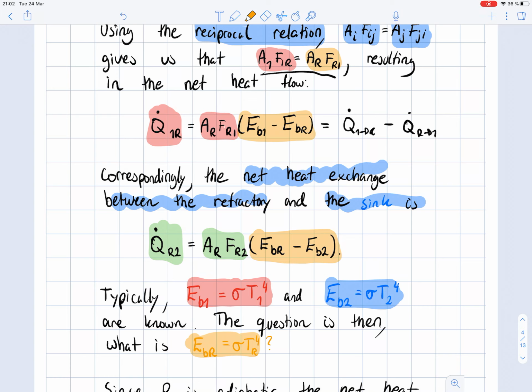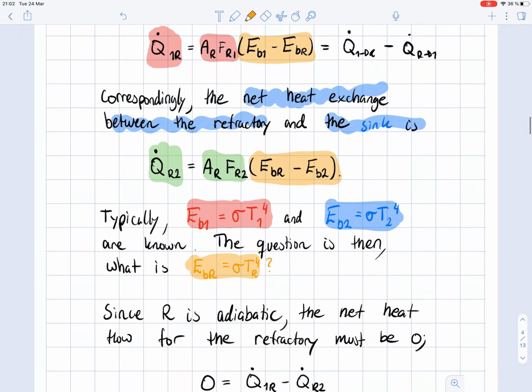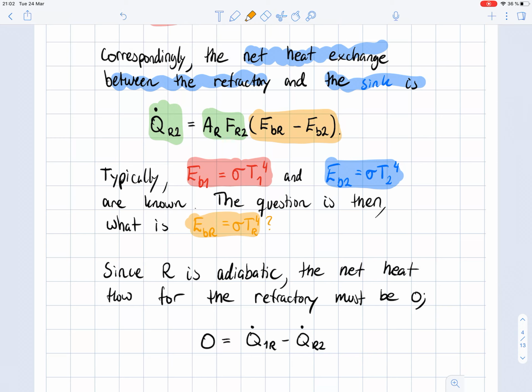So EBR depends upon the temperature of the refractory. So how would we calculate that? Well, R, the surface R, is adiabatic. So that means that the net heat flow for this refractory must be 0. So 0 equals Q1R minus QR2.